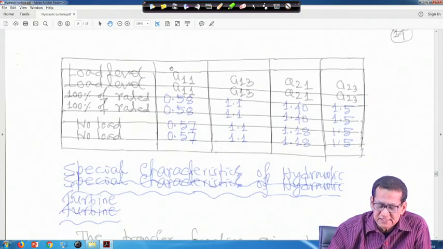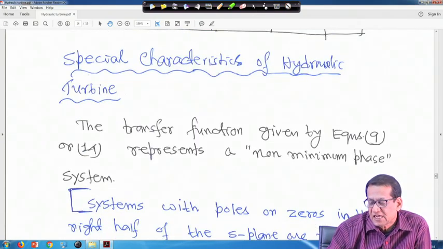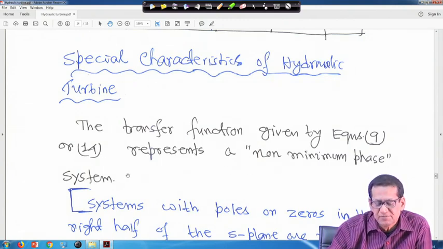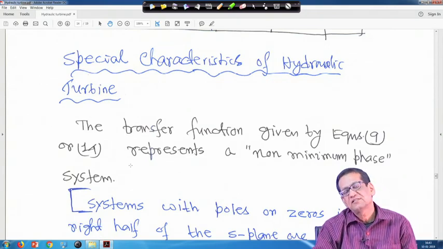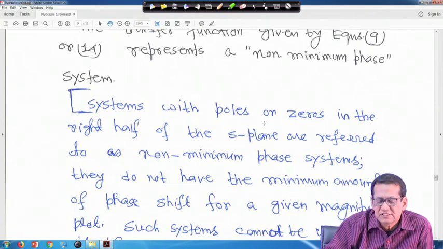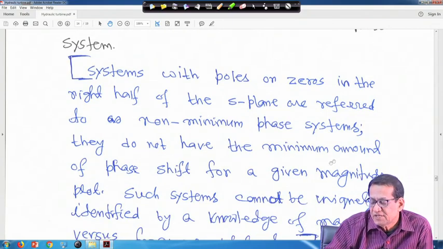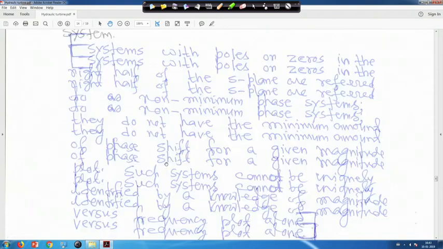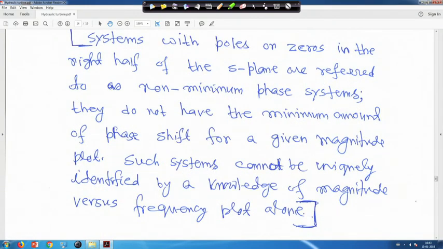So, special characteristic of hydraulic turbine. The transfer function given by equation 9 or 14 represents a non-minimum phase system. You might have heard this word, non-minimum phase system. Systems with poles or zeros in the right half of the S plane are referred to as non-minimum phase systems, right. They do not have the minimum amount of phase shift for a given magnitude plot, right. Such systems cannot be uniquely identified by knowledge of magnitude versus frequency plot alone, right.